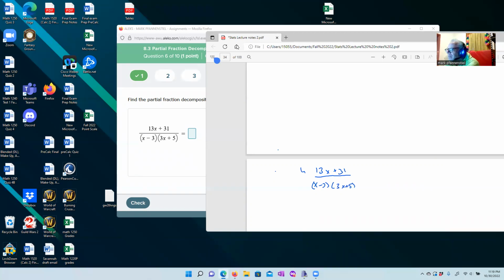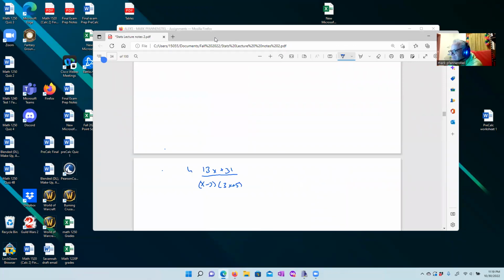All right. And what we have to do is set this up first. We've got two linear factors here, so that's going to say A over x minus 3 plus B over 3x plus 5. And now we're going to solve for A and B. That's our next step.